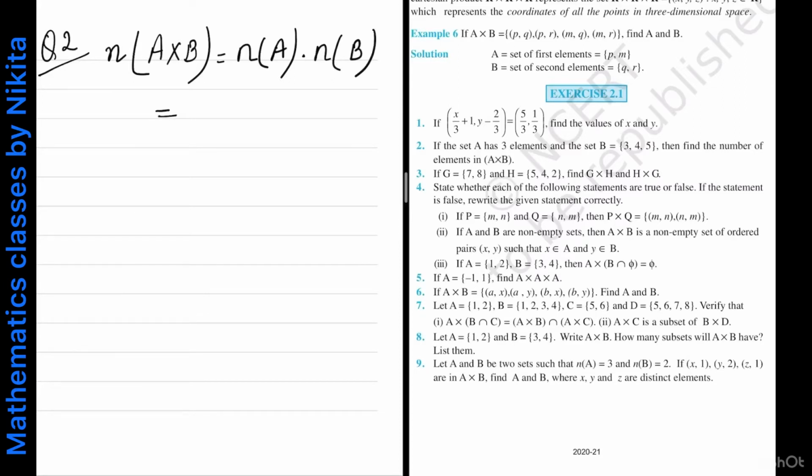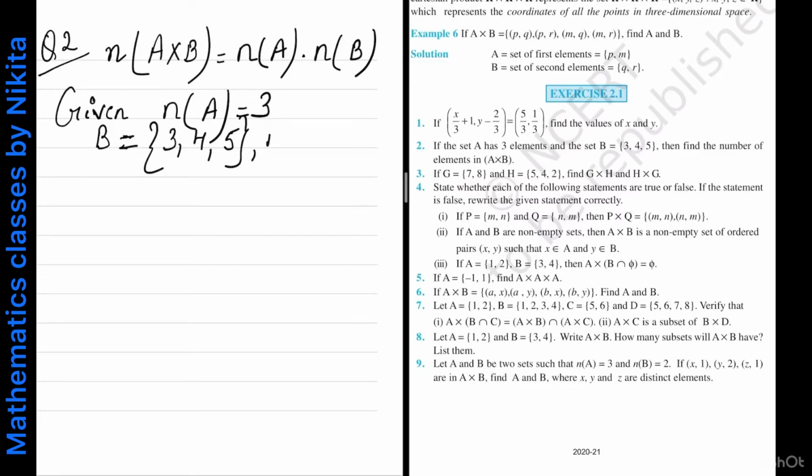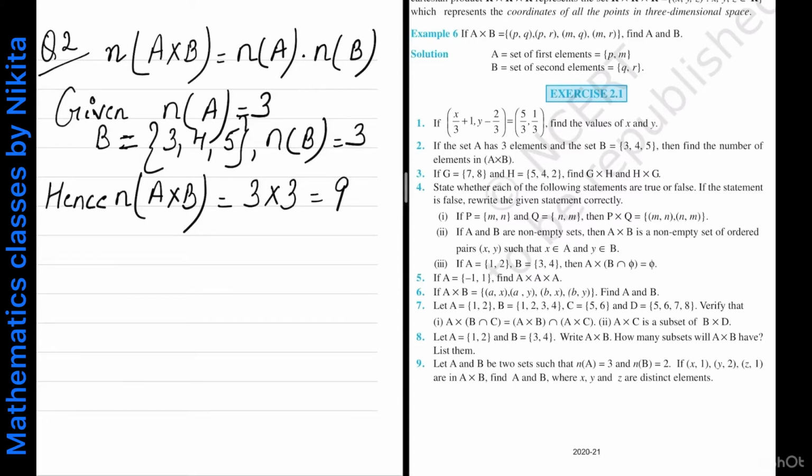So therefore, what is given to you? N of A is given to you. So let me write first of all. A has 3 elements, so it is given that N of A is equal to 3 and B is equal to the set {3, 4, 5}. So therefore N of B is equal to 3. Hence the number of elements in A cross B will be equal to 3 into 3, which is equal to 9. Now let's see the next question.